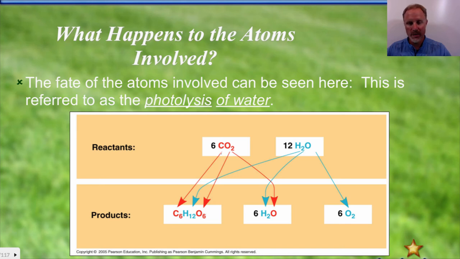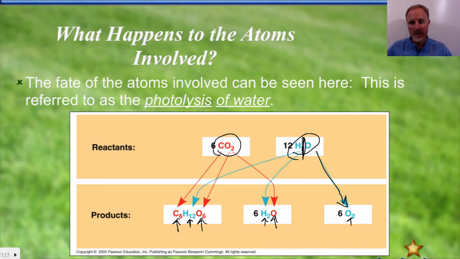So the red ones found in CO2, these atoms end up here, here, and here. And then with the water being in blue, these atoms end up here, here, and here. And of course, it's the splitting of water that gives us this oxygen gas. Okay? And that's referred to as the photolysis of water, so you're going to want to remember that. In other words, the waste product of photosynthesis is oxygen gas. Where does this oxygen gas come from? And you would say the splitting of water, or the photolysis of water.